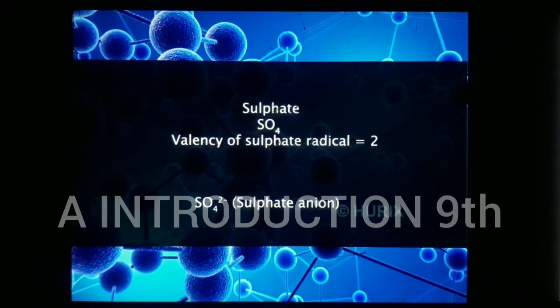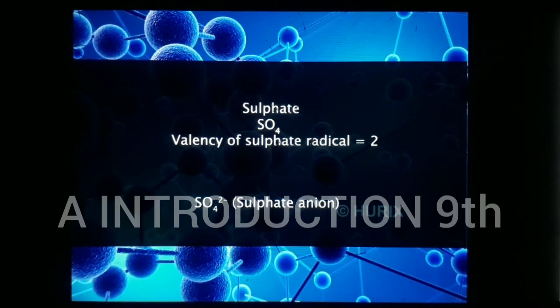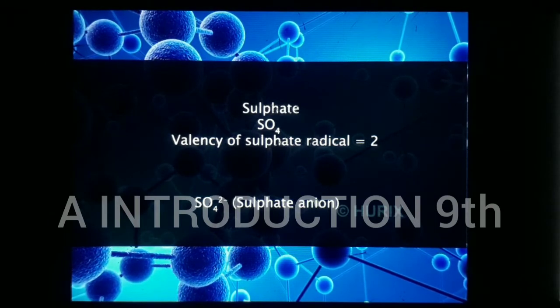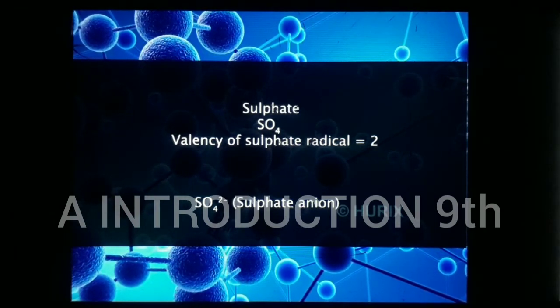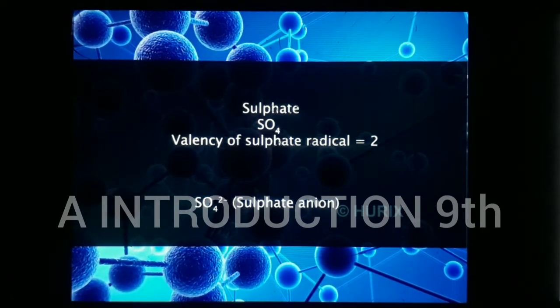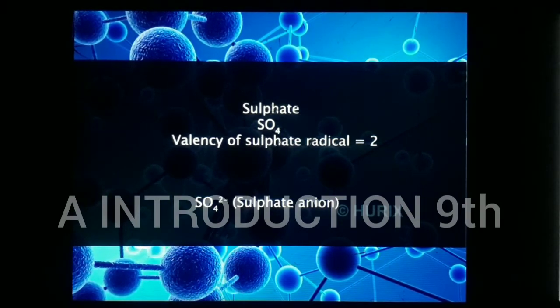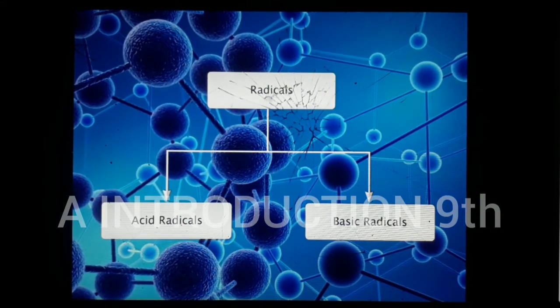A radical is a group of atoms of different elements which behaves as a single unit. Example, sulfate, represented by SO4 2-. Like elements, radicals also have valencies. The valency of the sulfate radical is 2. These radicals are also represented with charge and valency. Radicals with negative charges are called acid radicals, and with positive charges are called basic radicals.